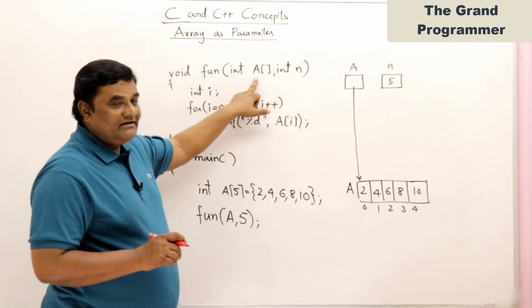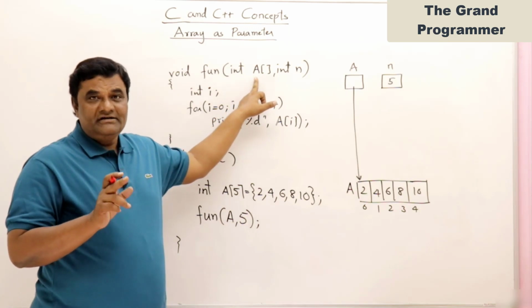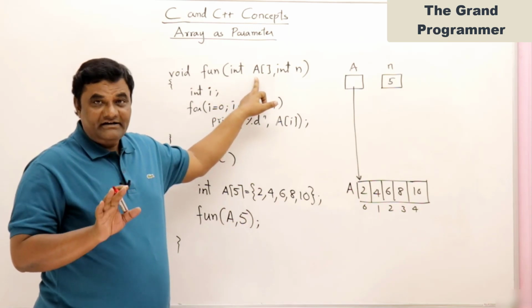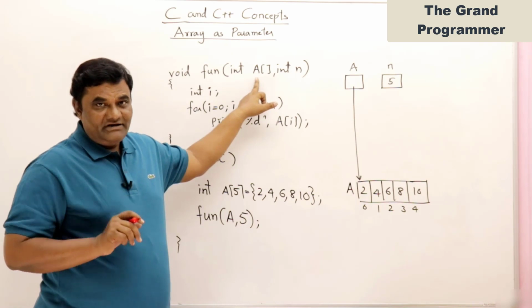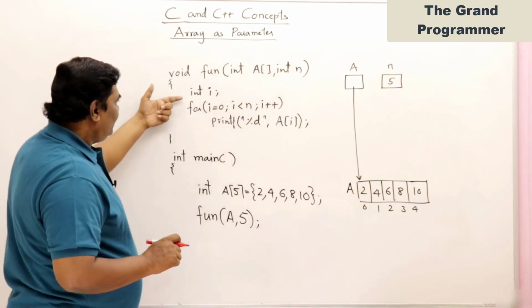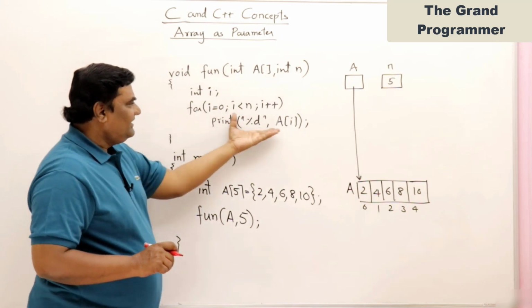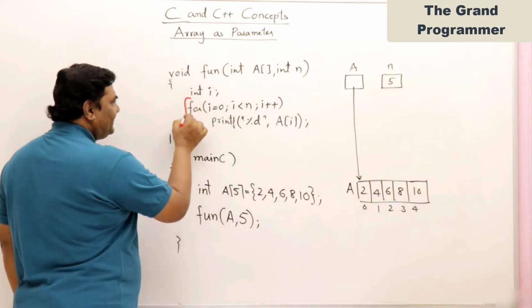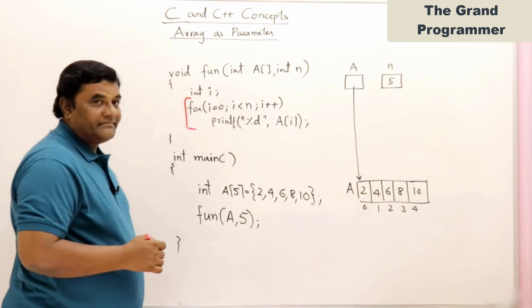So this A is actually like a pointer to an array. It's not an array itself, it's a pointer to an array, and this is the number of elements. Now in this code I am just printing all the elements of the array. This for loop is printing all the elements of the array.